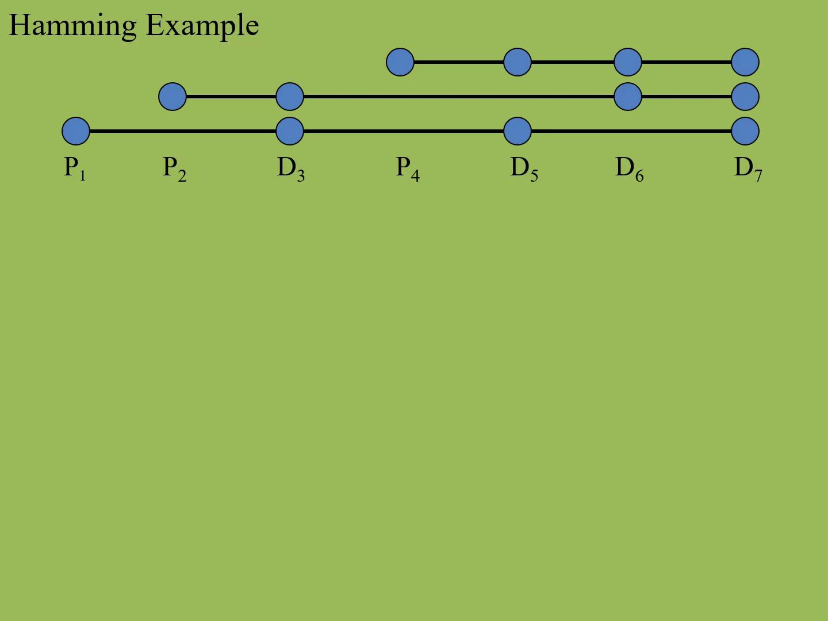Parity bit 2 is paired with D3, D6, and D7, or the first, third, and fourth data bits. And parity bit 4, the third parity bit, is paired with our second, third, and fourth data bits, D5, D6, and D7. By having all these different combinations, if a particular error occurs, we can determine not only that it happened, but where it happened.